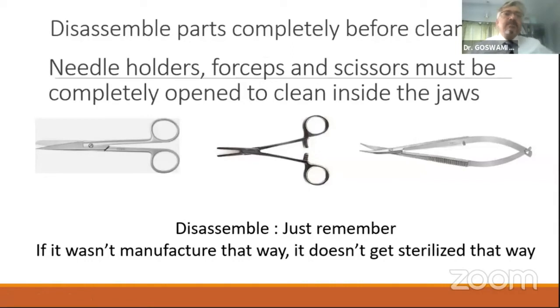So in the first step, you may just wash it perfectly, but subsequently you have to clean it with deionized water before you can take it up for sterilization. All instruments which have joints or are assembled should be disassembled before putting them for autoclaving, because you just have to remember this: if the manufacturer didn't manufacture it that way, it's not supposed to be sterilized that way.